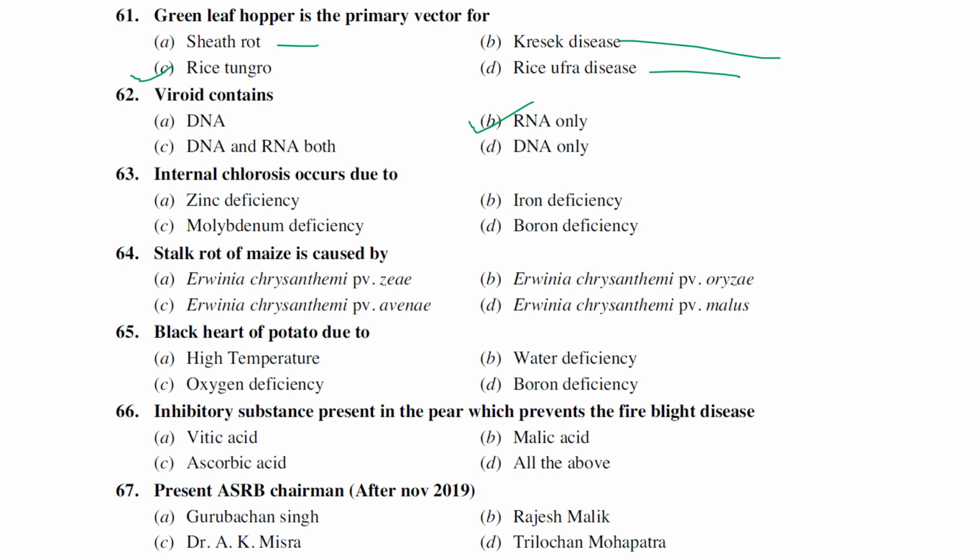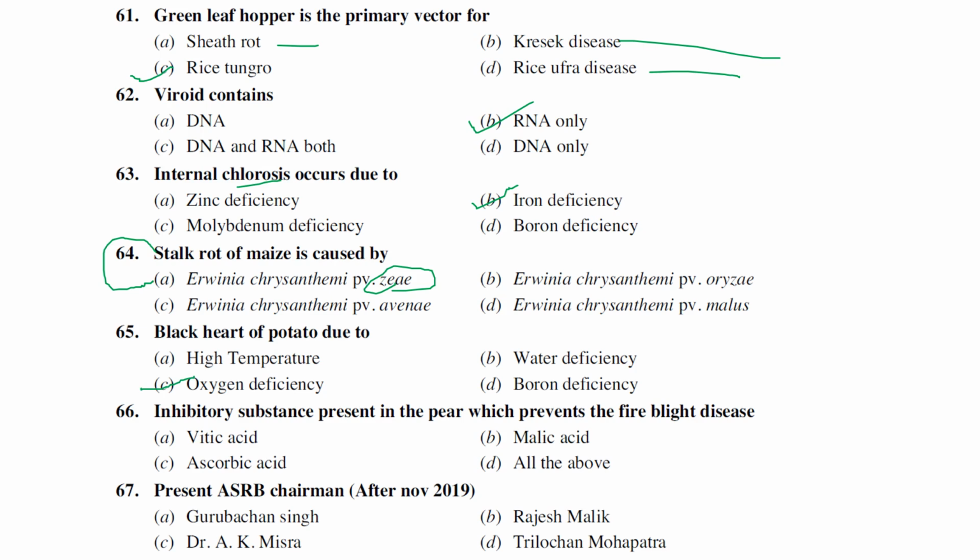Next one, internal chlorosis is due to zinc deficiency, iron deficiency, molybdenum deficiency, boron deficiency. Generally, this internal chlorosis is due to iron deficiency. Stalk rot of maize is caused by Erwinia chrysanthemi pathovar zeae, Erwinia chrysanthemi pathovar malvacearum, pathovar avenae. So the name itself indicates pathovar zeae is host specific, right? So this soft rot is caused by Erwinia chrysanthemi pathovar zeae. Black heart of potato is due to high temperature, water deficiency, oxygen deficiency, boron deficiency. These are all nutritional disorders we have already published in the subject specific videos. Generally black heart is caused by oxygen deficiency.